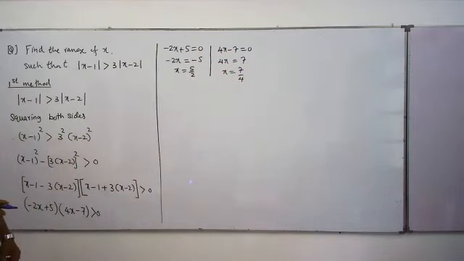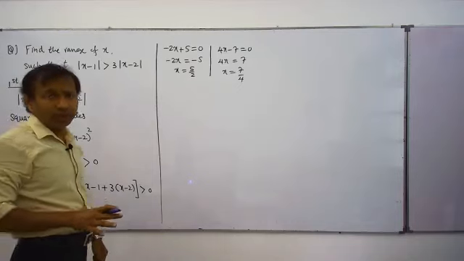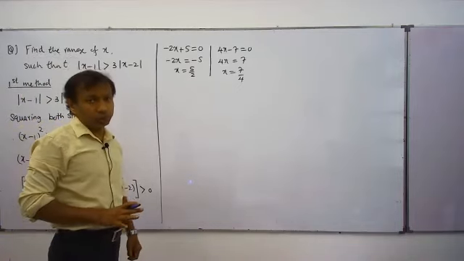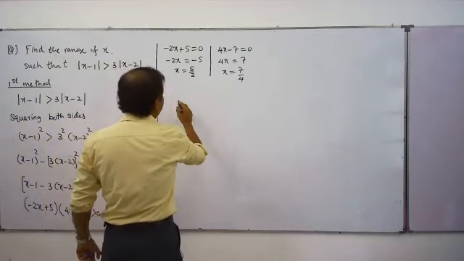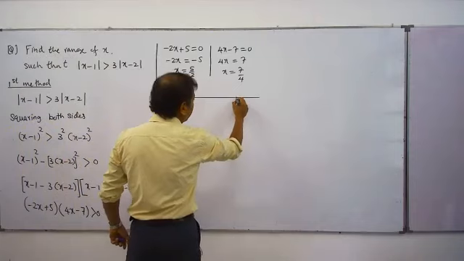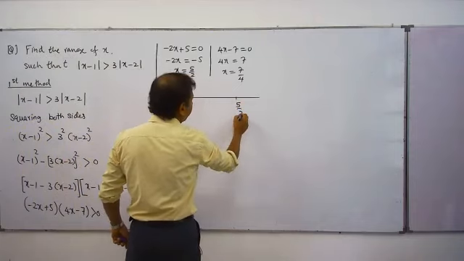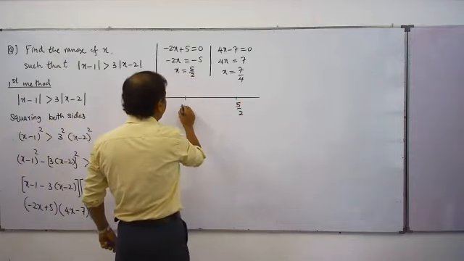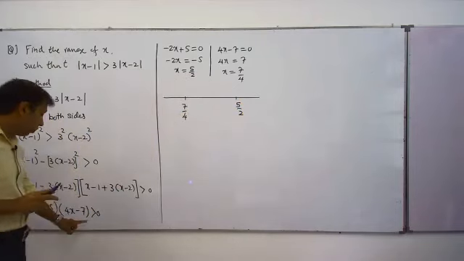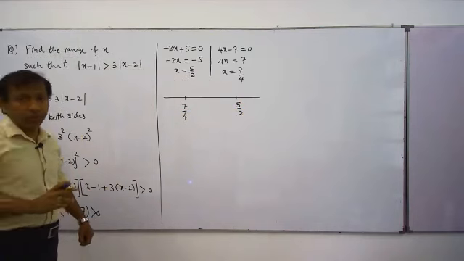5 by 2 is 2.5. 7 by 4 is in between 1 and 2. 7 by 4 has a value between 1 and 2. So therefore, 7 by 4 is smaller than 5 by 2. Then 5 by 2 should be somewhere here. 7 by 4 should be somewhere here. Right. Now here we don't have an equal sign, so therefore we have to exclude both.